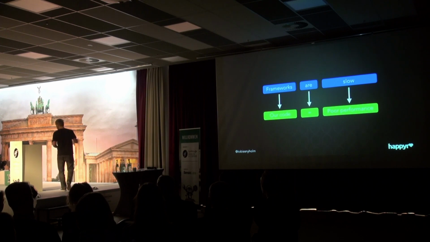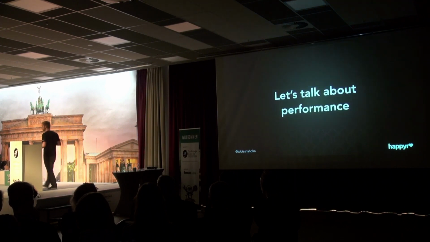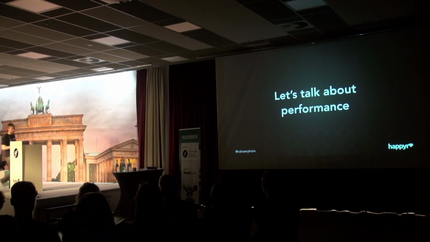So, let's talk about performance. Because now we know that our code is what's called slow. What is slow? So let's talk about performance. I've got 3 rules for you. 3 rules that are always true when talking performance in computer science. Pause for effect.